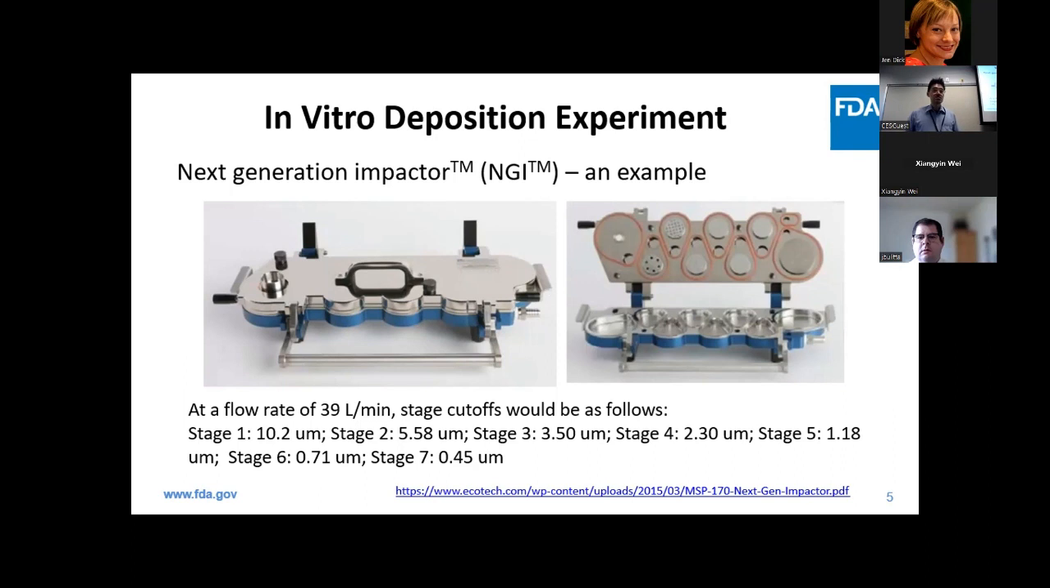The assumption is a flow rate of, for example, 39 liters per minute, and there are 8 chambers, or 7 stages. You're looking at the particle size as it comes from one end to the other, and at the mass difference at the different stages. At the last stage, stage 7, the particle size is a lot smaller, and the first stage is a lot larger.